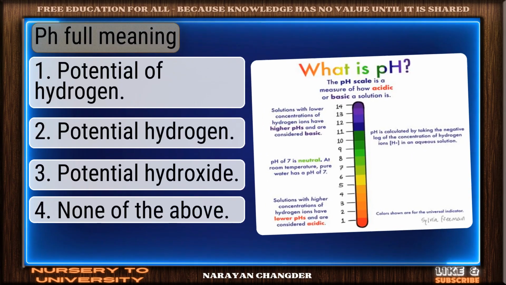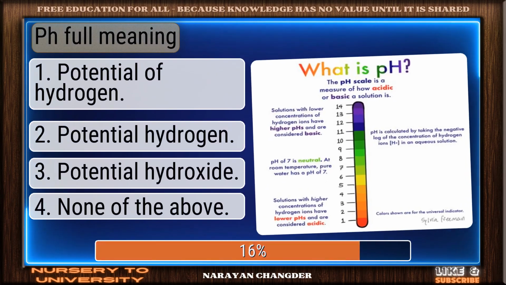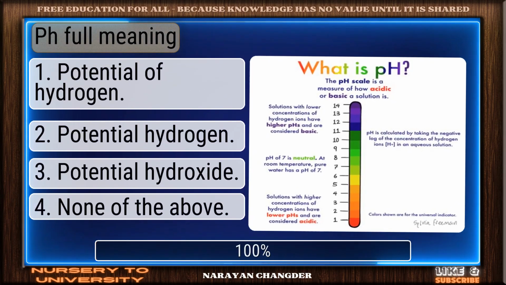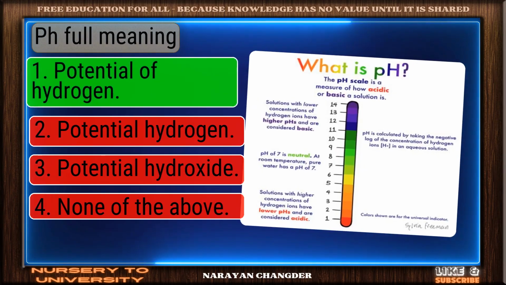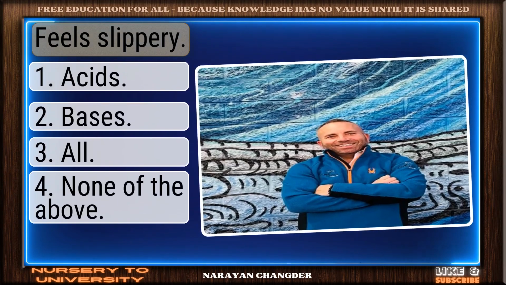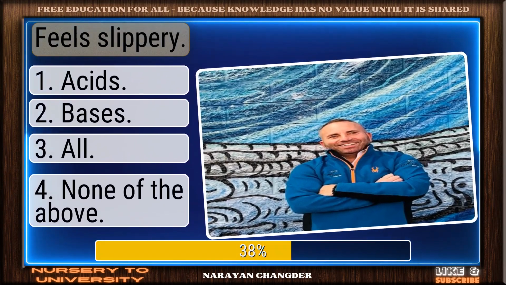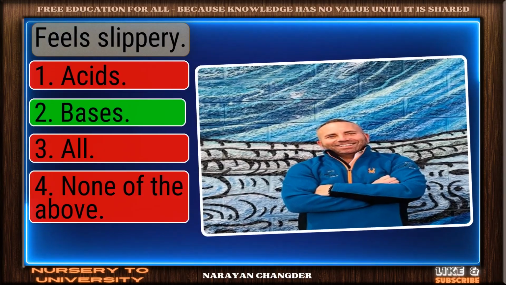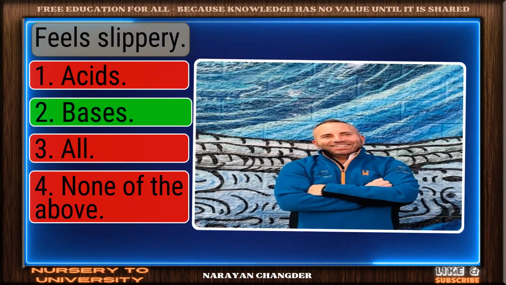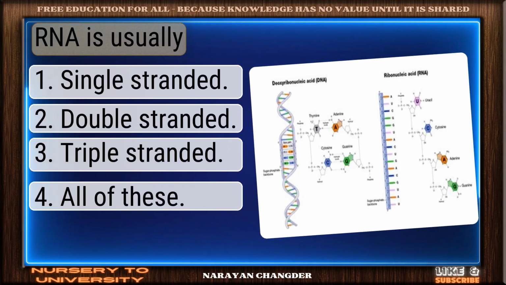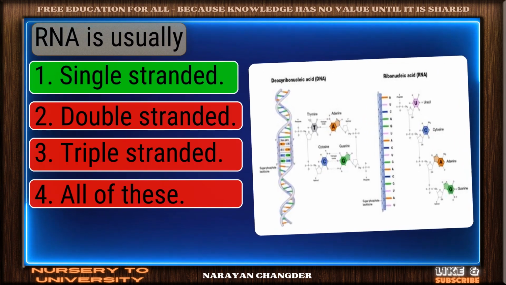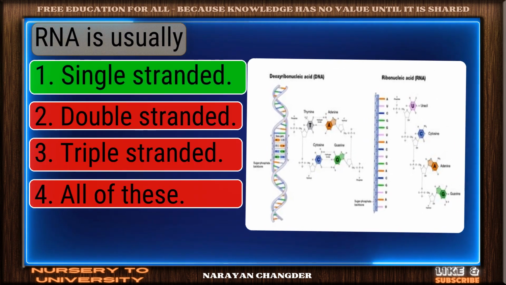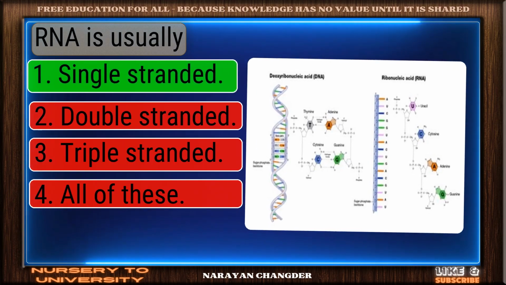Question number 281, pH full meaning. Right choice. Potential of hydrogen is the best answer. Question number 282, feels slippery. On track. Bases is the correct answer. Question number 283, RNA is usually. Exactly. Single-stranded makes sense and it is the right choice.